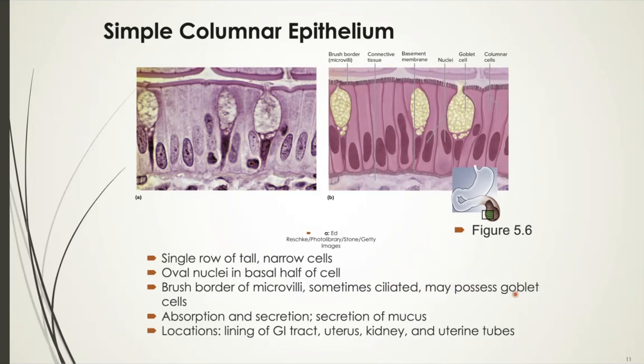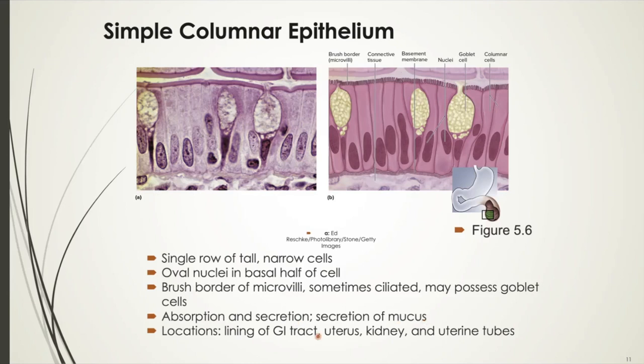So if what I just said is a handful for you, I strongly suggest you go back to your cell structure and function chapter and review all of the different components of the cell and what their structure and function is. So, absorption and secretion. The function of your simple columnar epithelium is to absorb and secrete, and they can also secrete mucus. We've already talked about that.